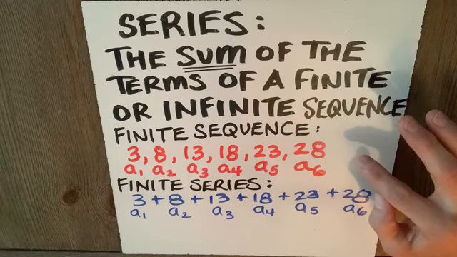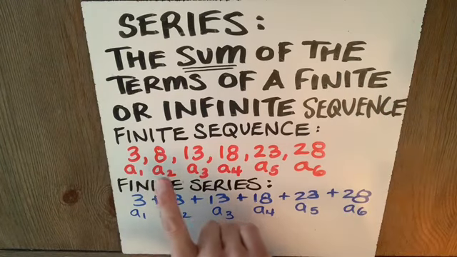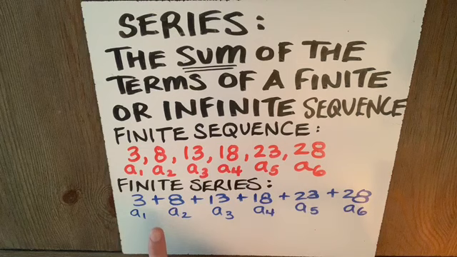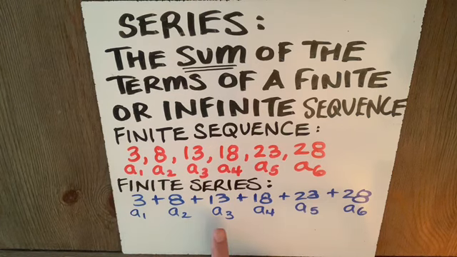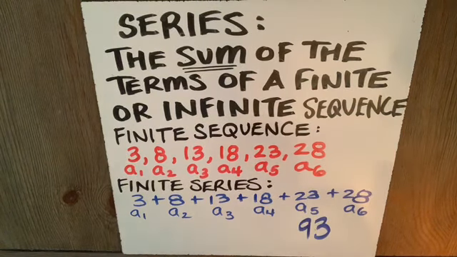If I want to turn that into a series, I simply take away the commas and insert pluses where there were commas. And of course, very easily, I could do 3 plus 8 plus 13 plus 18 plus 23 plus 28 and come up with a number which would represent the sum of this finite series. The sum of this finite series is 93.